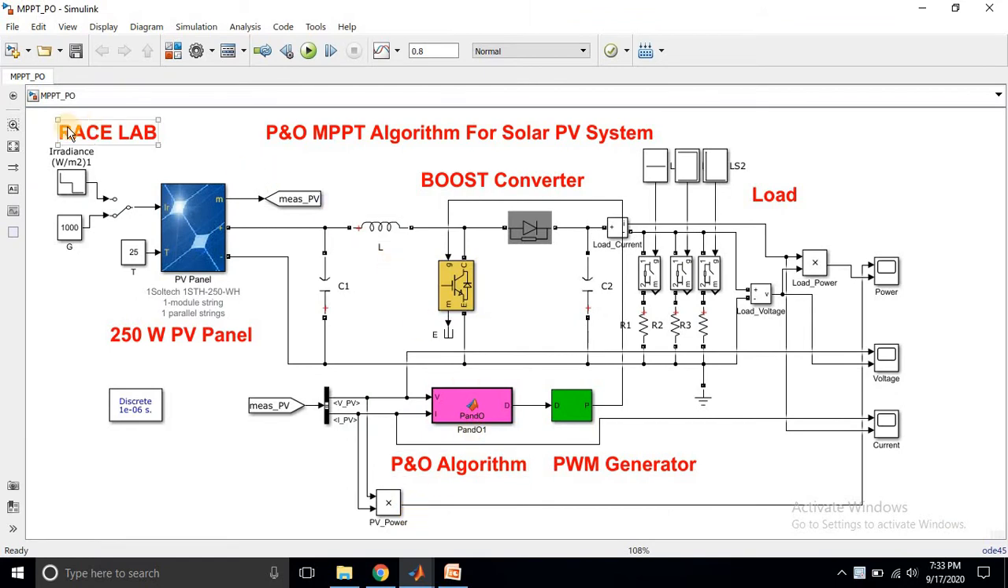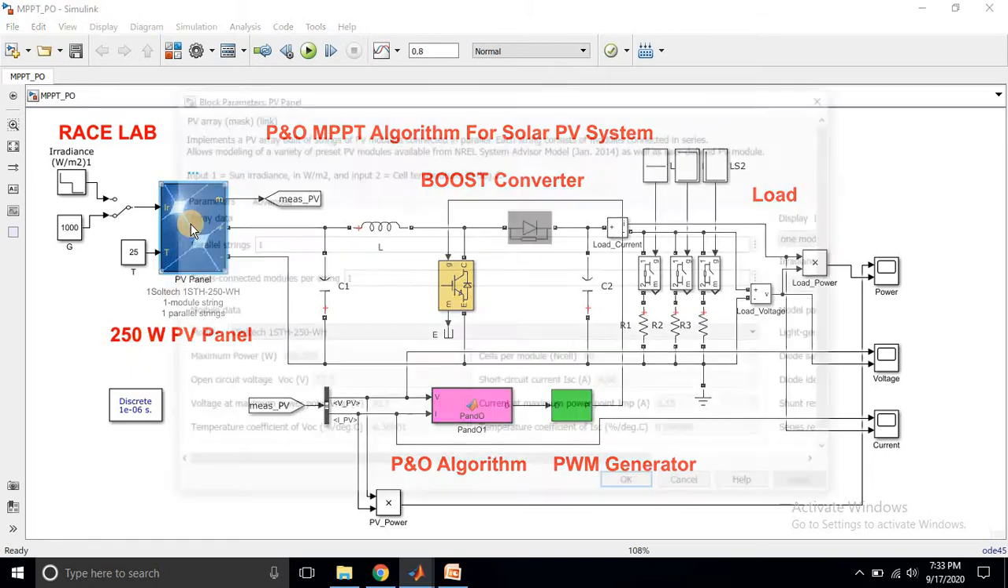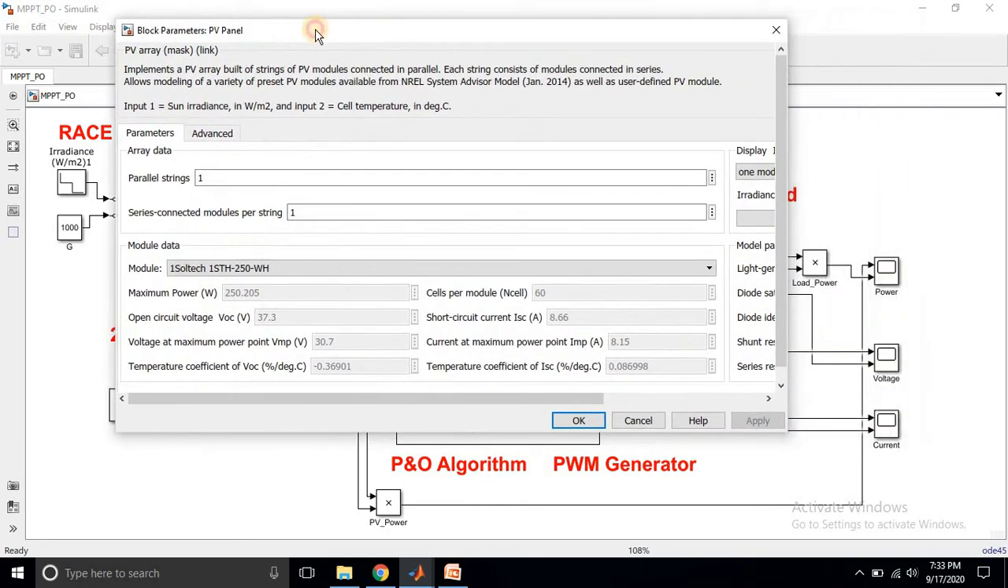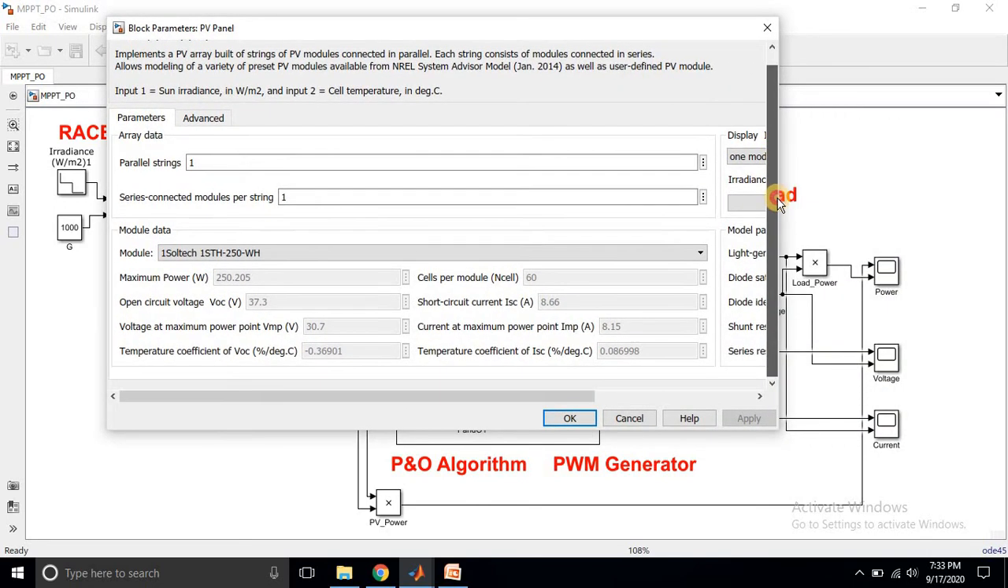So this is the overall Simulink model for the P&O MPPT algorithm for a solar PV system. This is the solar PV panel. I'm going to take a 250 watt PV panel. In order to implement the system, you just have to click this PV panel, and you will see the details about that PV panel.